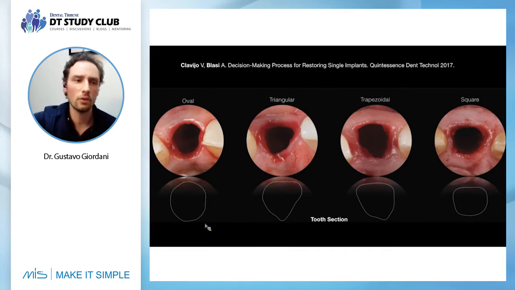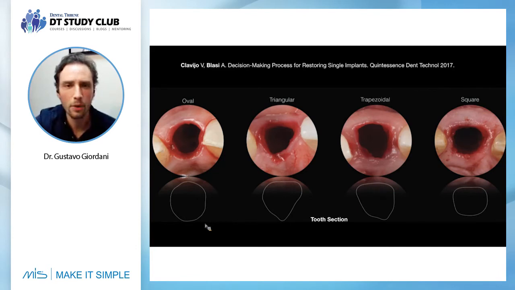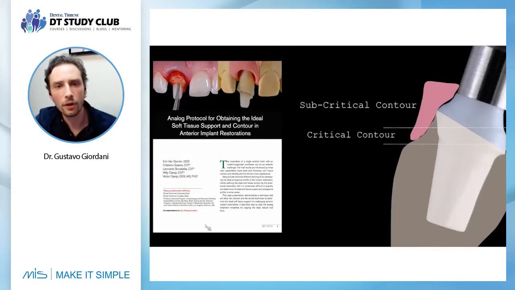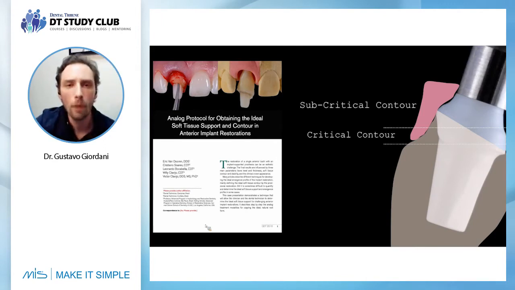After that, you will need to unscrew your implant, add some flowable composite, or send it to the lab, and you start to create a problem, disconnecting and connecting all the time. So, thinking about this, my grandmaster, Eric van Doring, decided to try to copy nature in the analog way. And he published in 2016 a very nice paper, which is the analog protocol, the analog model, to create the best emergence profile by copying nature.